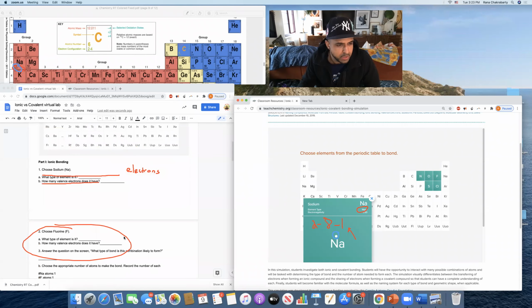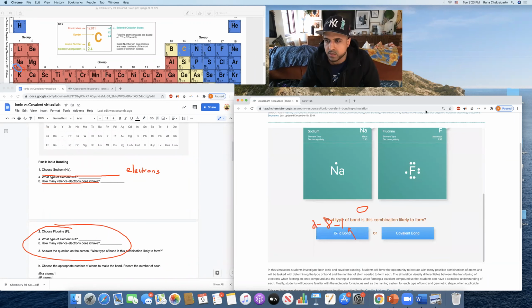Okay. Then we have fluorine, so we choose fluorine. So fluorine is F, one of the most dangerous elements, arguably the most, and it's 2-7. So why does it have 7 dots? Because the valence electrons are the electrons in the last orbital, and for fluorine, it has 7 electrons in the last orbital. 9 total electrons, but 7 in the last one. So answer the question on the screen.